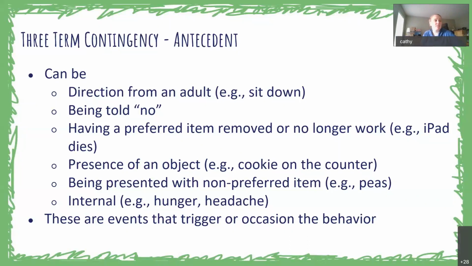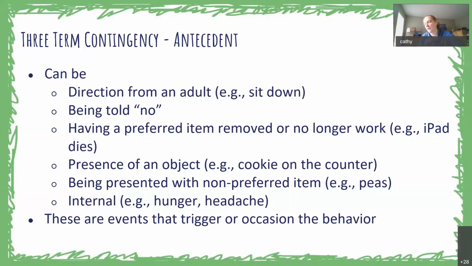Presence of an object, like seeing a cookie on the counter, or seeing the iPad that no one's using right now. Being presented with non-preferred items: peas, vegetables, a math worksheet, all those things. Or they can be internal, so things like hunger or a headache, those are all internal antecedents that could also evoke problem behavior. So these, like I said, are events that trigger or occasion that problem behavior.